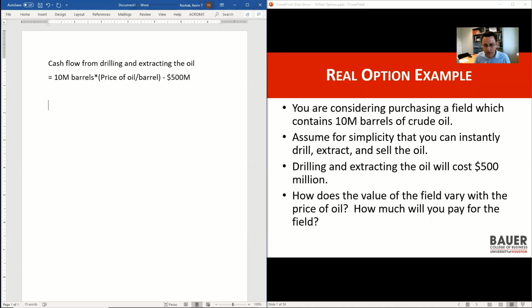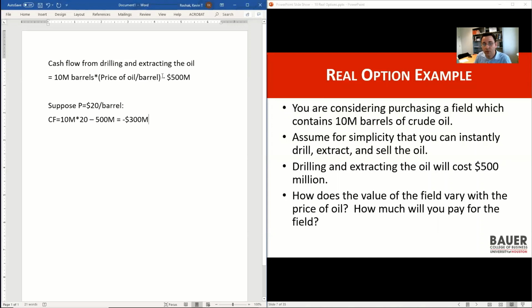So suppose the price of oil is $20 per barrel. Just call that P is $20 per barrel. What's the cash flow going to be? It's going to be the 10 million times $20 per barrel minus $500 million cost of extraction. So that's going to be a minus $300 million. Okay, obviously this would be a very bad deal. Buying the field and drilling the oil out when the price is $20 doesn't make a lot of sense.